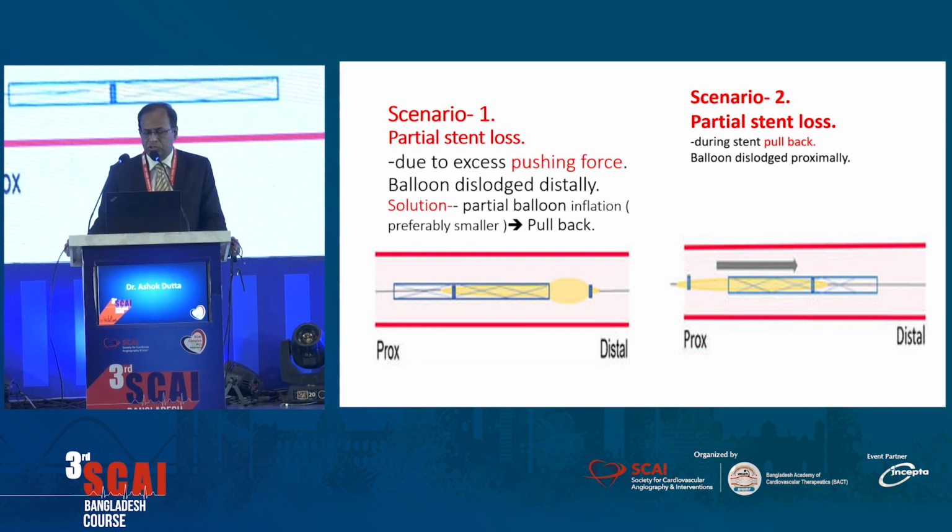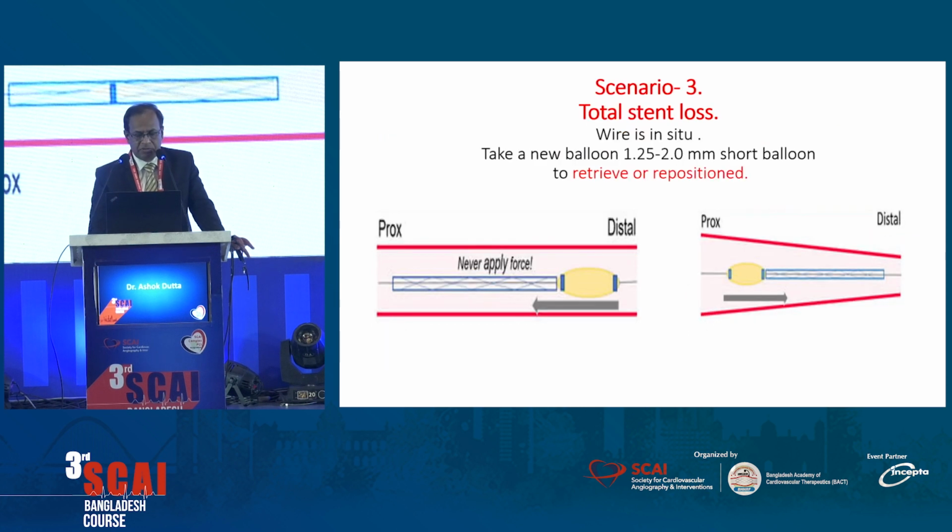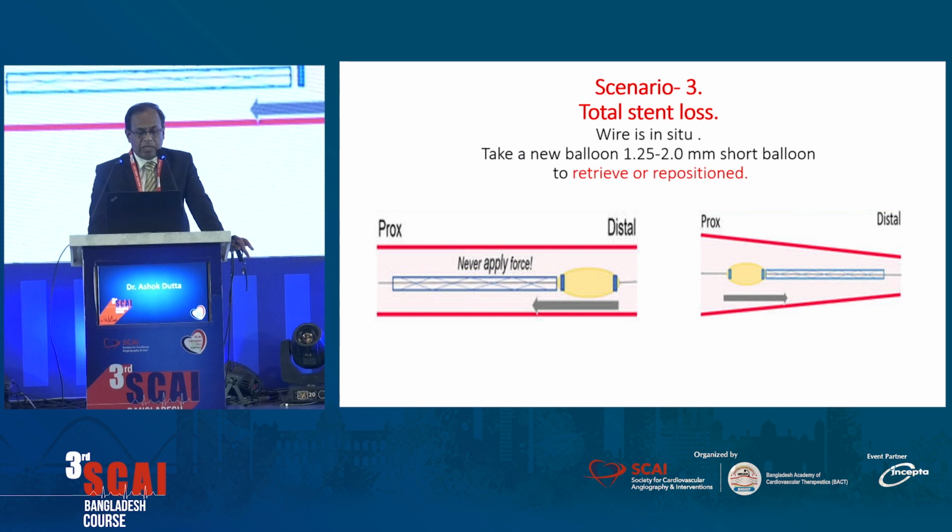In that circumstance, when we pull the stent, the balloon may be lost from the stent and come proximally. In these circumstances, it is better to remove that balloon and take a smaller balloon to remove the stent. I will discuss it later. Scenario 3 may be that the balloon is lost, but the wire is still inside the stent. In that circumstance, it can be retrieved by a relatively small balloon, like 1.5 or 2 millimeter by 8 millimeter, or it can be repositioned by a similar small-size balloon.